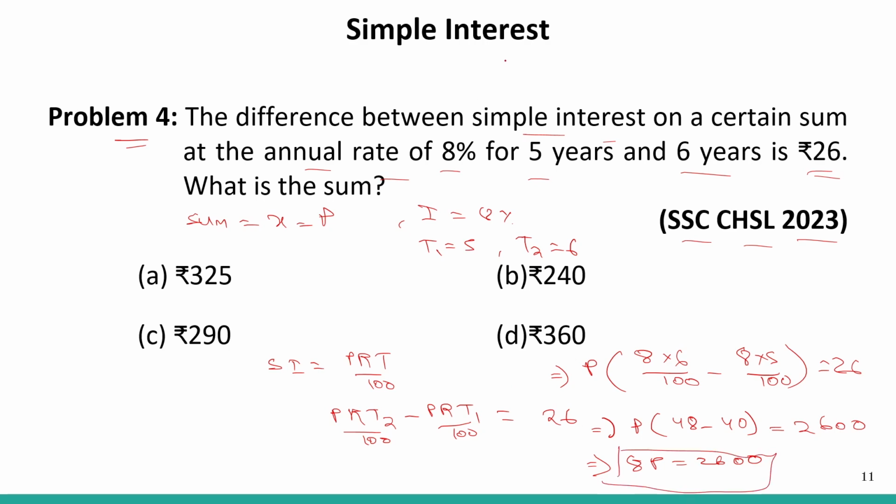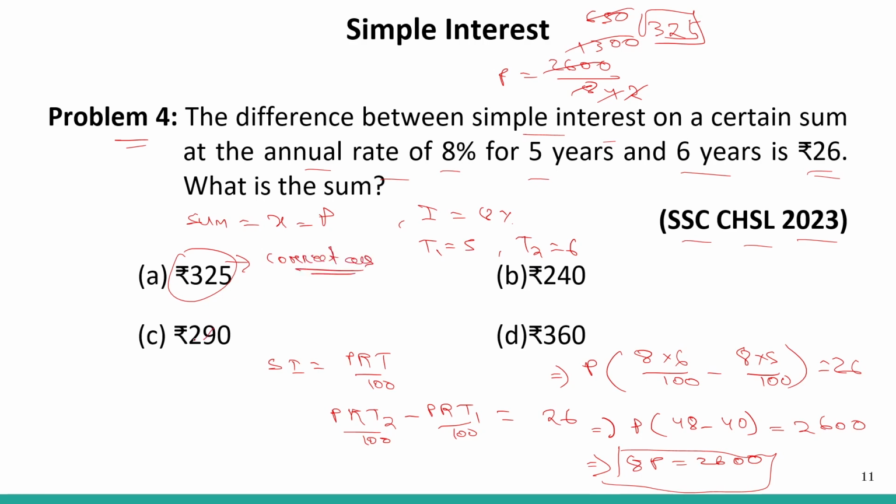Okay, so P is equal to 2600 by 8. Okay, so this is nothing but 325, because this is 1300, right? And dividing by 2 in both the numerator and denominator, 650, and this is 2, so this will be 325. Okay, so 325 is the correct answer here, that is option number A. So these are all wrong answers, option C, B and D.